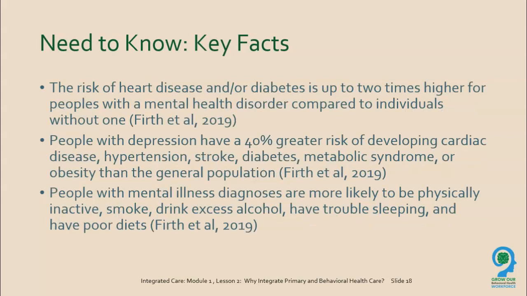The risk of heart disease and/or diabetes is up to 2 times higher for people with a mental health disorder compared to individuals without one. That's some hard facts about the link. So if someone's being seen by a behavioral health specialist, they also need to have that follow-up from the primary care person who is aware of the mental health condition so they can screen them appropriately and hopefully prevent subsequent medical conditions. And again, people with depression have a 40% greater risk of developing cardiac disease, hypertension, stroke, diabetes, metabolic syndrome, or obesity than the general population.